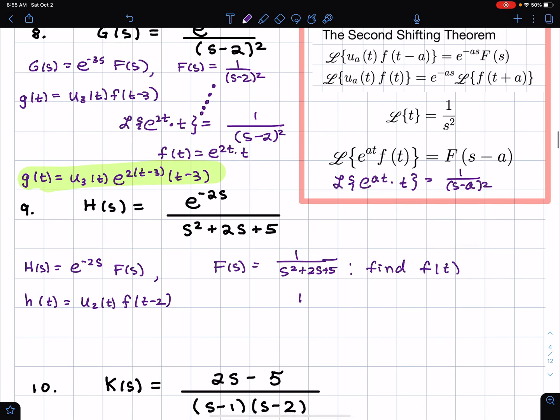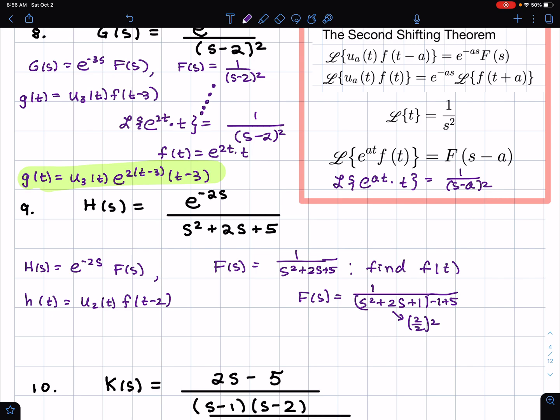Well, we can write F of s is equal to 1 over, okay, this guy over here is a polynomial that does not factor over the real numbers. It's irreducible. What we can do is complete the square. So we have s squared plus 2s. We take 2 divided by 2 and square it and get 1. Subtract 1 from the 5, and then you get 1 over (s plus 1) squared plus 4. 4 is 2 squared.